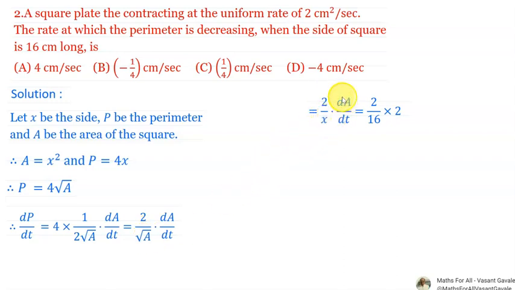2 upon x into dA by dt. Therefore, substituting the value of x, x is equal to 16 centimeter, dA upon dt is 2 centimeter square per second, and hence after simplification, you will have 1 by 4 centimeter per second. And hence, the required option is C, which is 1 by 4 centimeter per second. And hence, the perimeter is decreasing at the rate of 1 by 4 centimeter per second.